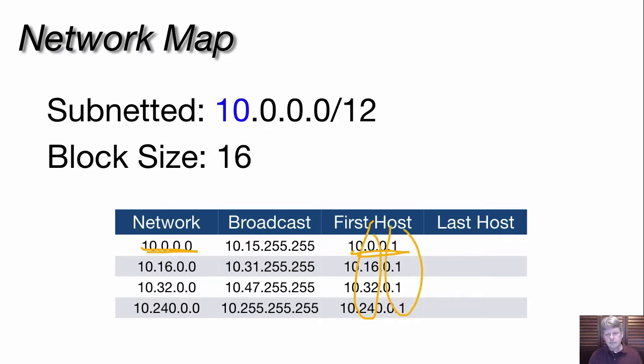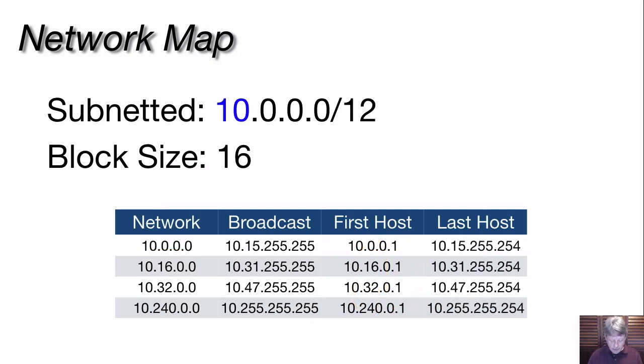Last octet, always 1. And the last thing we have to do for our network map is the last valid host address. Again, the last valid host address is going to be 1 less than the broadcast address. I look at my broadcast address, that last octet, simply 1 less. Again, quick sanity check. The subnetted octet, 1 less than the next network. So 15, 1 less than 16. The third octet, always going to be 255. And the last octet, always going to be 254.